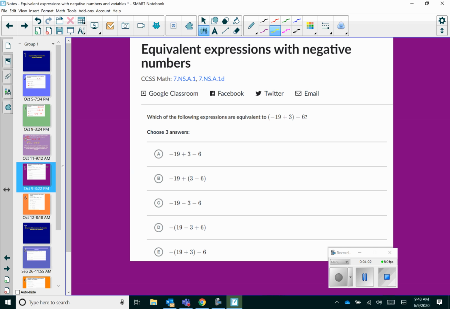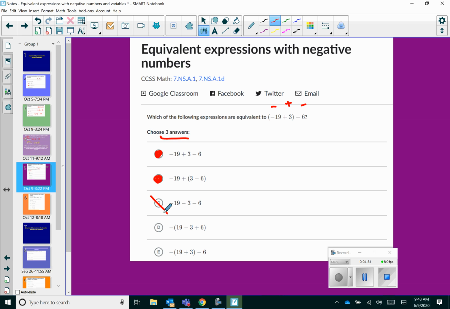It says, which of the following expressions are equivalent to negative 19 plus 3 and then minus 6? So we've got a negative 19, we've got a positive 3, and we've got a negative 6. So let's take a look at A. Notice there's 3 correct answers, negative 19, positive 3, and negative 6. So A would work. B, negative 19, positive 3, and negative 6. So B would also work.